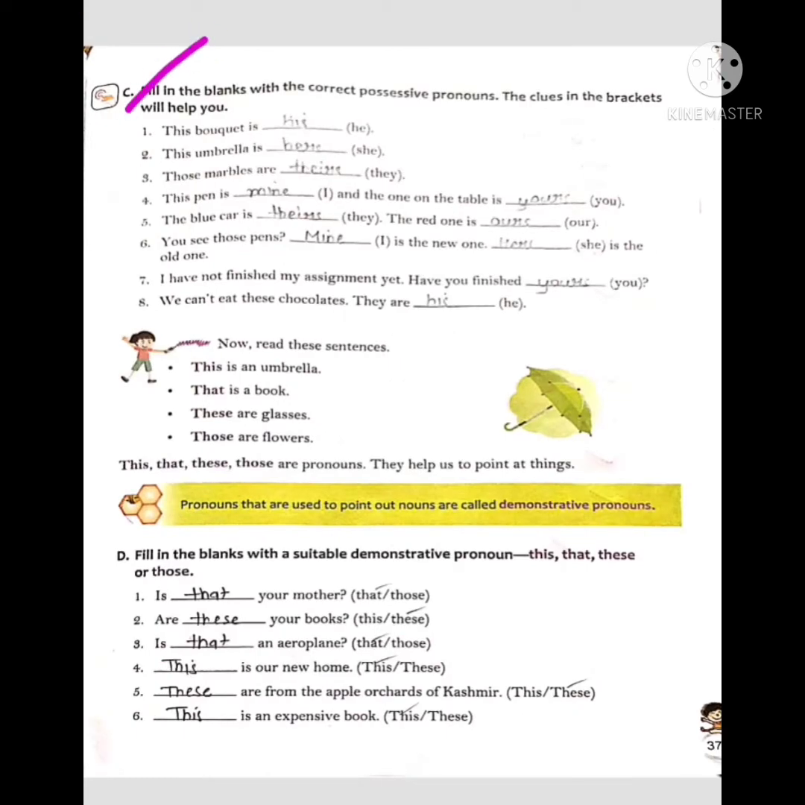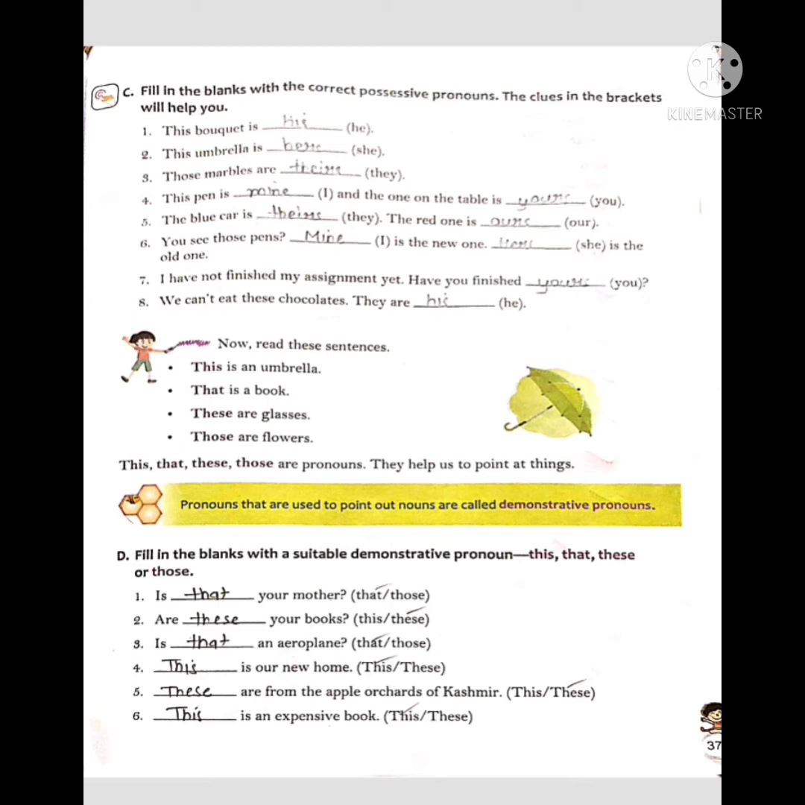See the C part. Fill in the blanks with correct possessive pronouns. So we have to fill the correct possessive. In the bracket we have been given the pronouns, that is he, she, they, I. So you can simply write them. That for her is his, she का hers write करेंगे, they का theirs, I का mine, you yours, and our ours, I mine, she hers, you yours, he his. Okay, you can simply just look at the table and write it here.